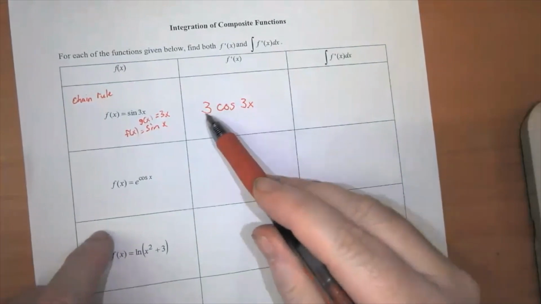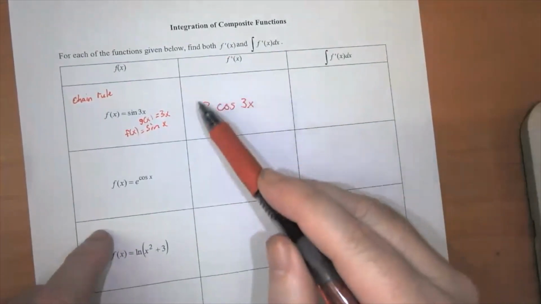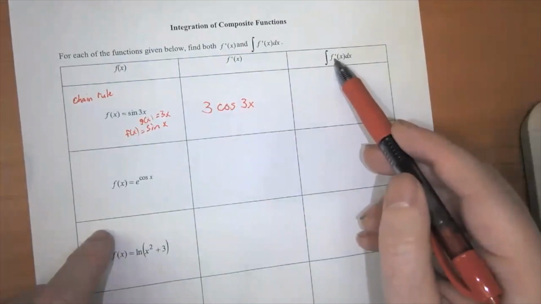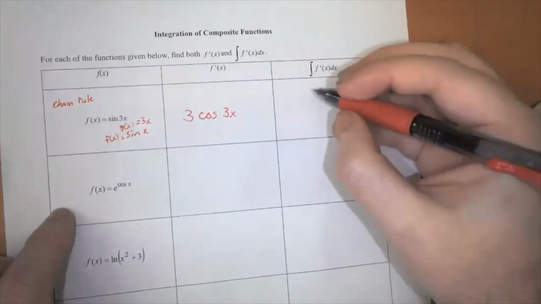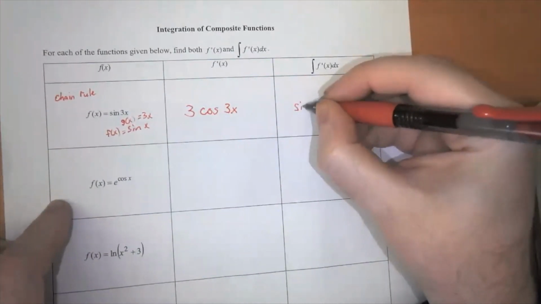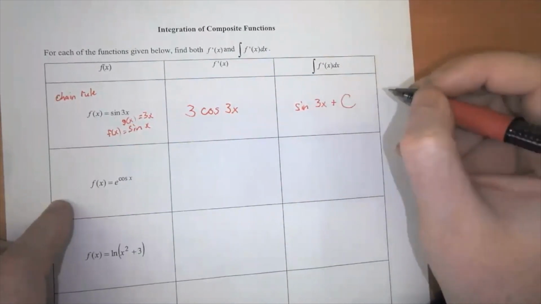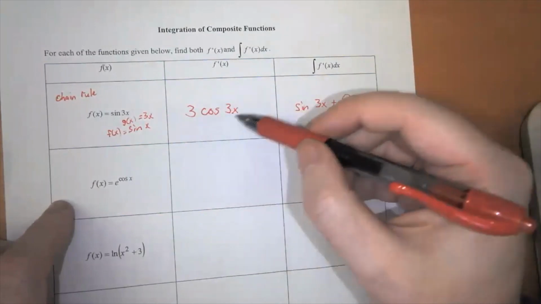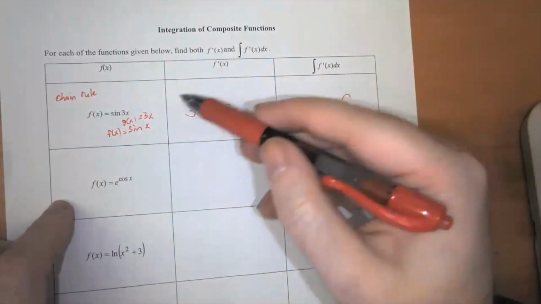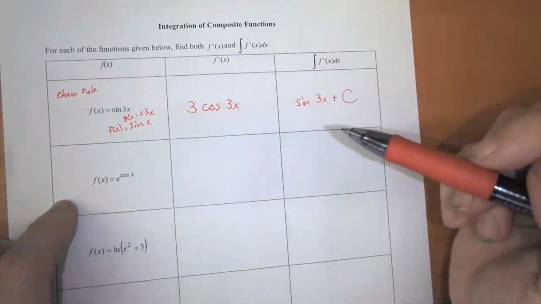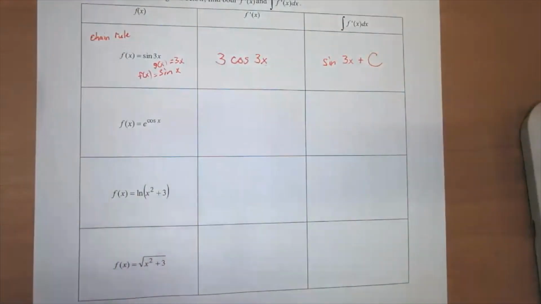All right, and so obviously, the antiderivative of the derivative of a function is just getting back to where we were, sine of 3x plus our constant. So if we wanted to find the antiderivative of something that looked like this, here's what our answer would be. Let's take a look at these other examples.